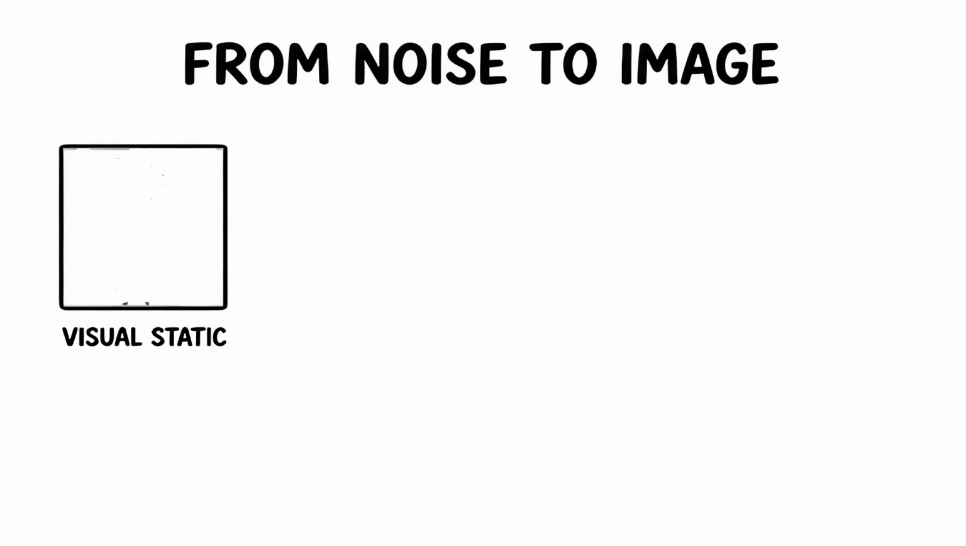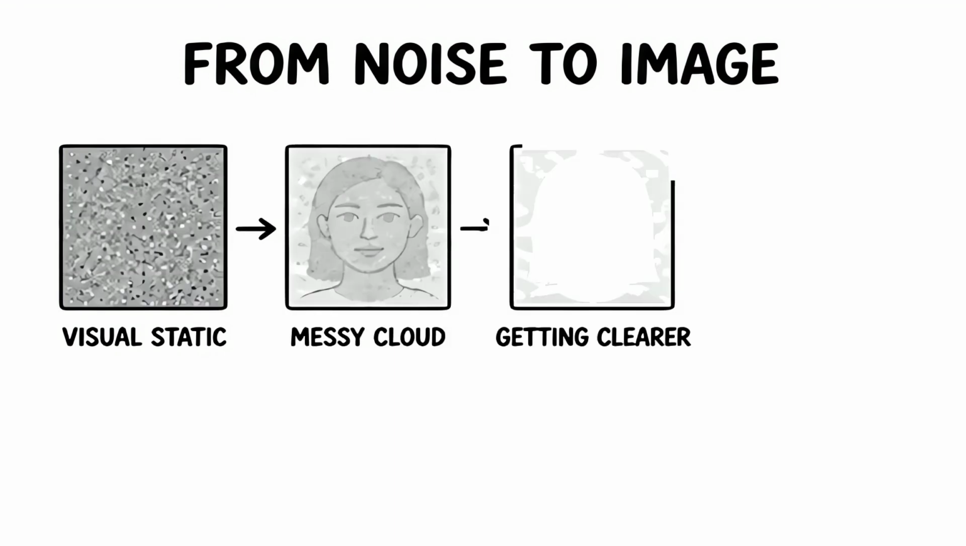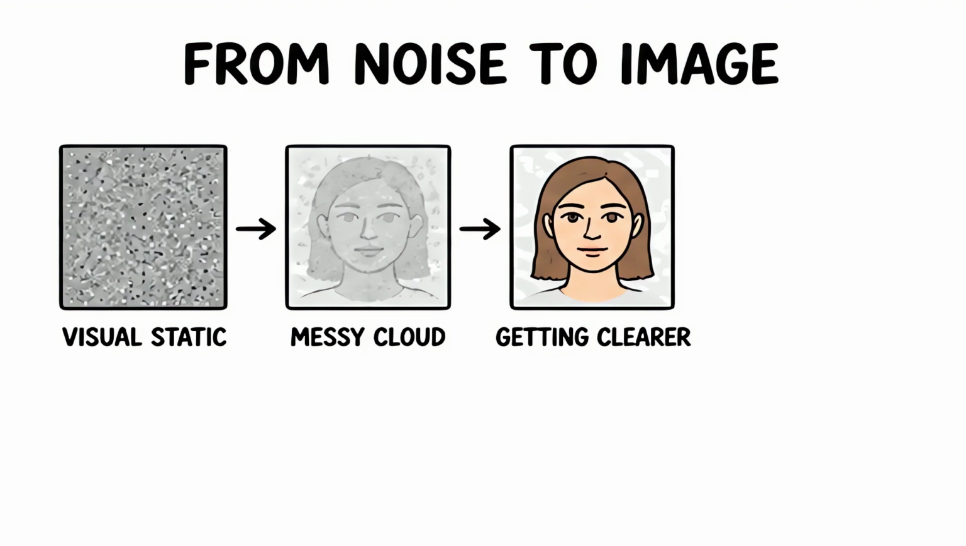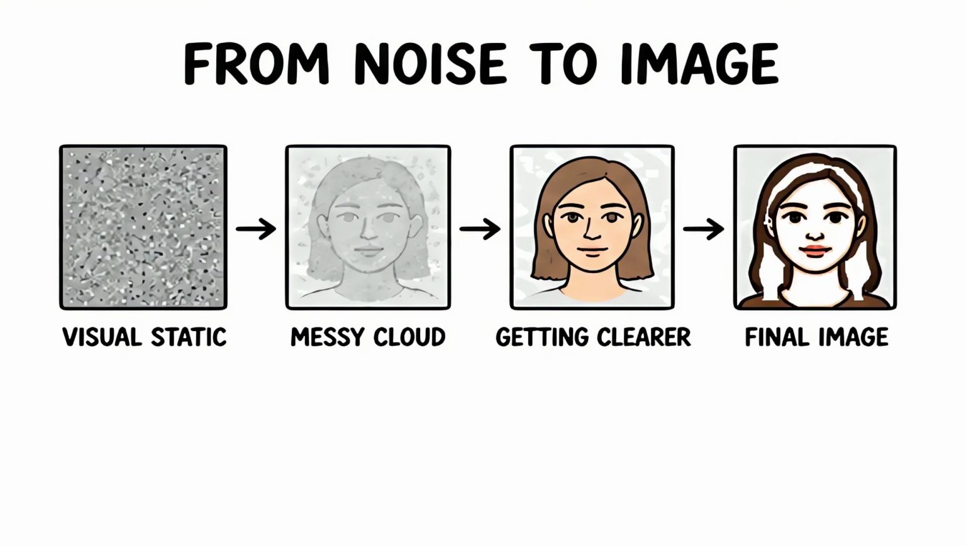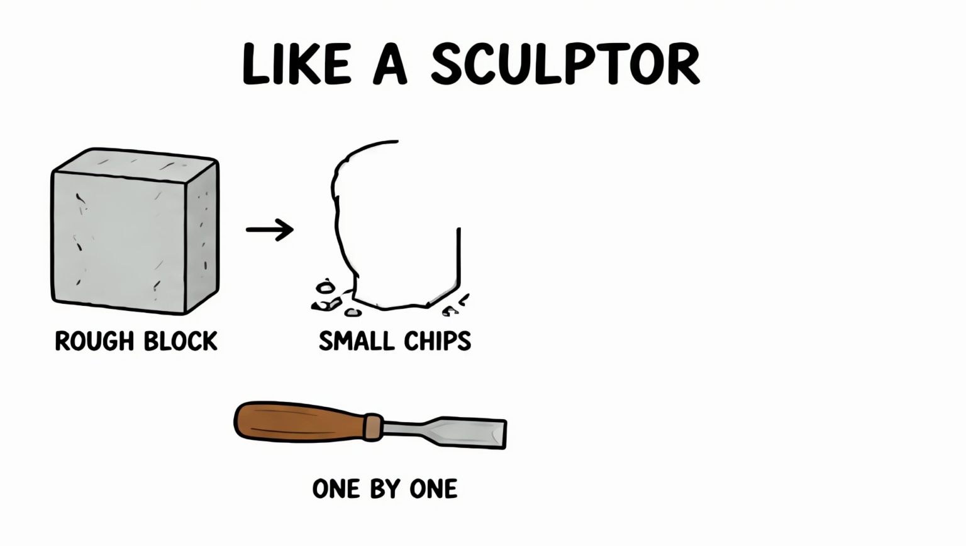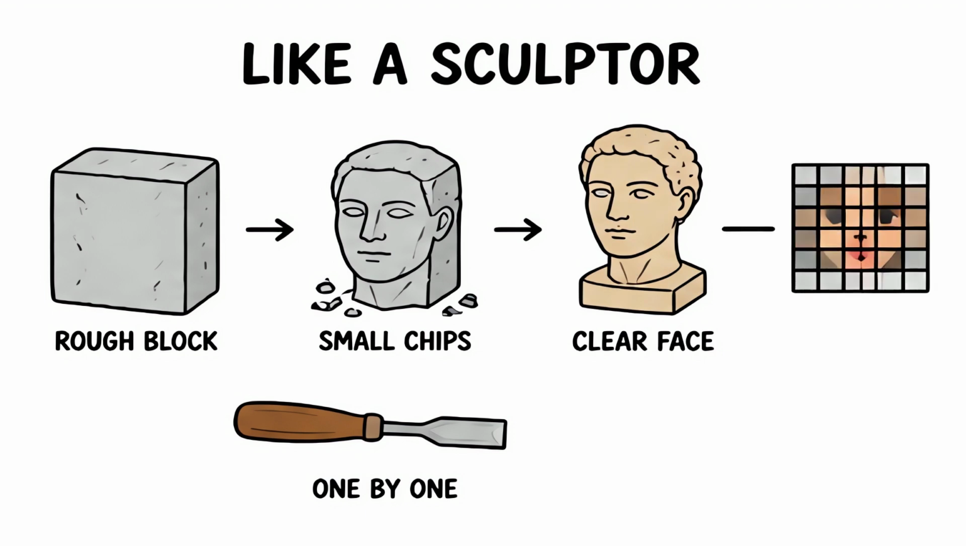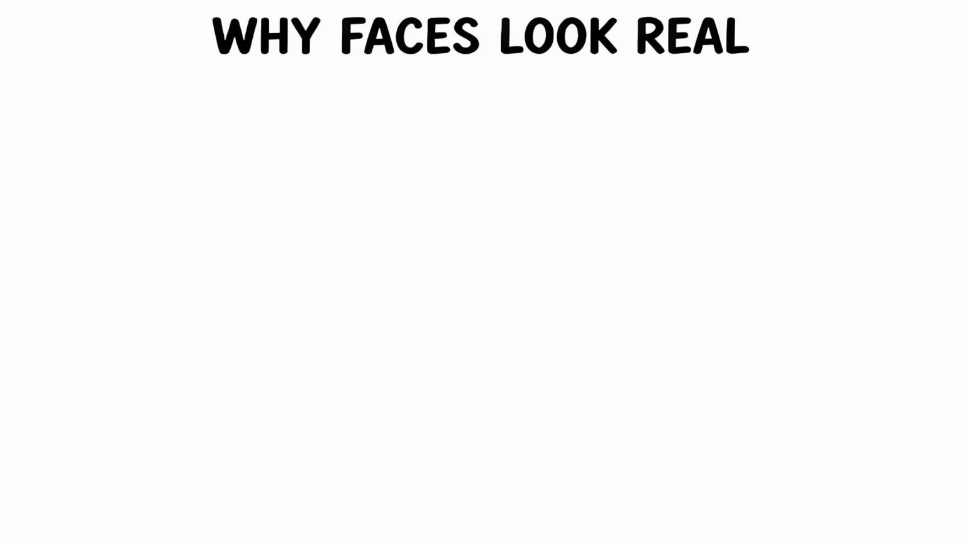Many modern generators start with visual static, like a messy cloud of pixels. Then they gradually remove the mess, step by step, until the picture matches the prompt you typed. Think of it like a sculptor with a block of marble. The block starts rough and shapeless. Small chips come off, one by one, until a clear face appears. The AI does the same thing, just with pixels instead of stone.